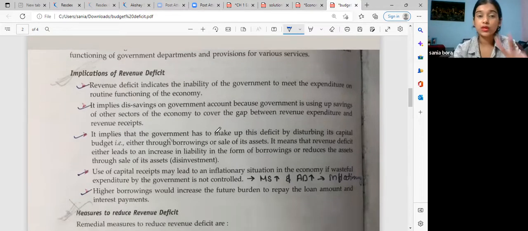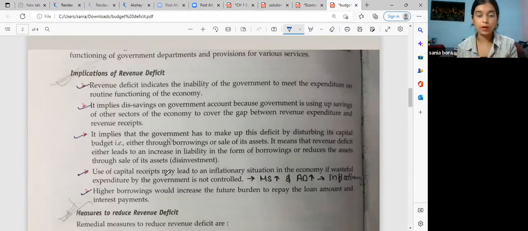Third, now there are two things. Government is already in problem. So what can government do? Government can either take money from someone or government has to sell something, right? If government does borrowing, then the liability will be increased. But in case government sells something, then the assets will be decreased. Third bit, if the situation carries on, like if you are using your capital receipt day by day, then the problem of inflation will be there.